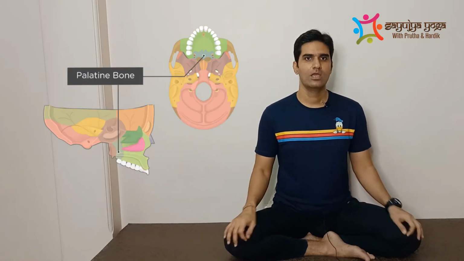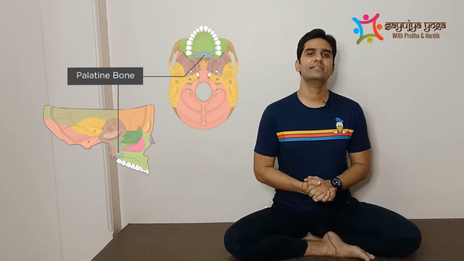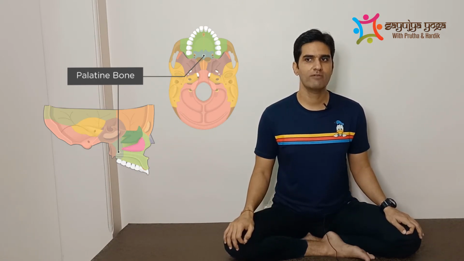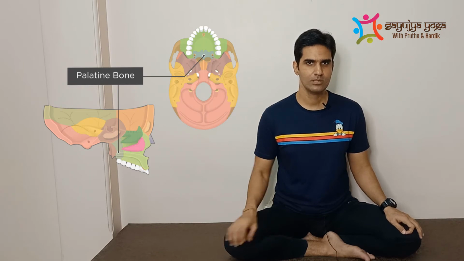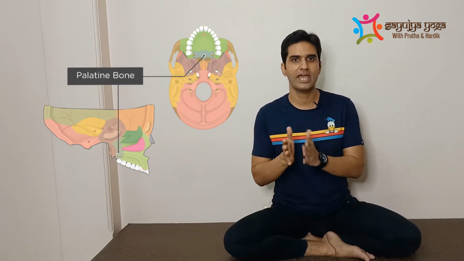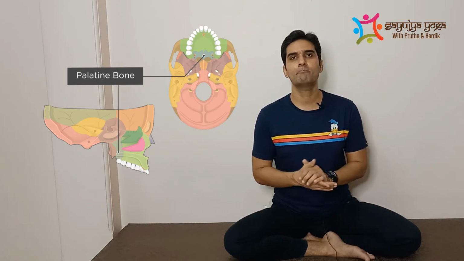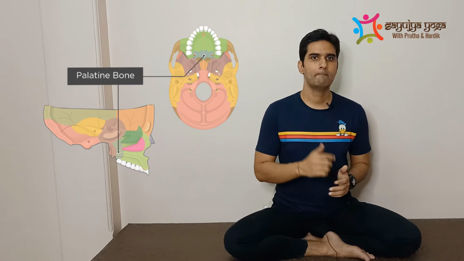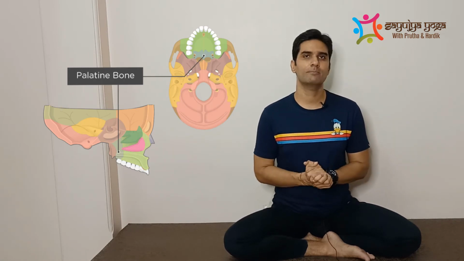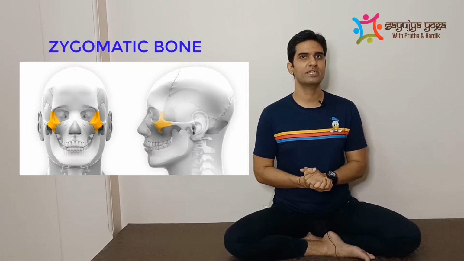Palatine bones. How can you remember the palatine bones? Inside the roof of your mouth, you have a hard palate. That palate is hard because there are bones behind that tissue. The palatine bones make up the posterior palate. Palatine equals posterior palate. So you can remember it like that. Now let's move towards the next pair of bones.